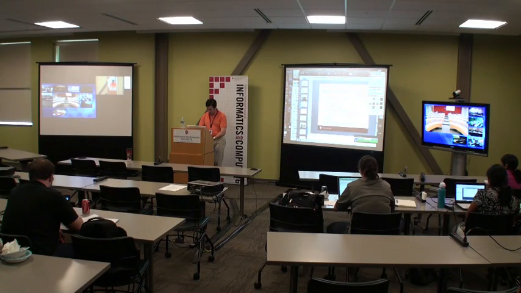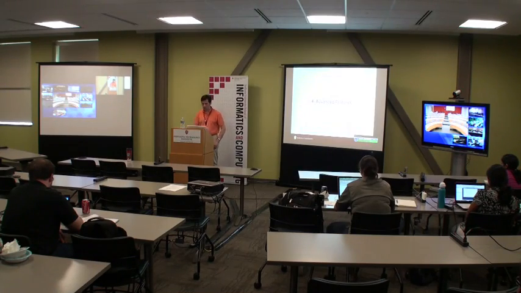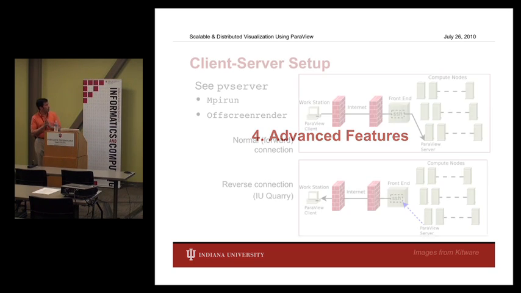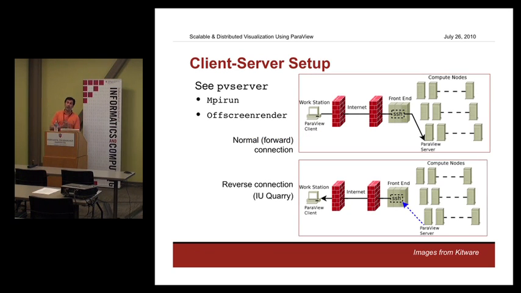So I wisely figured that everything would take longer than it did. So I just have a few quick slides on advanced features. The client server setup, if you actually want to do that, look at PV server. There's a way you can give a flag for MPI run that lets it run across multiple processes on your back end. Off-screen renderer is an option that allows it to actually transfer image data instead of geometric data.